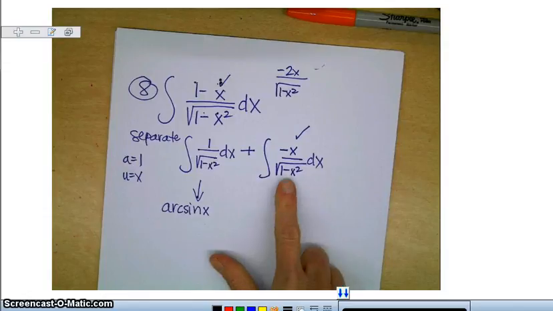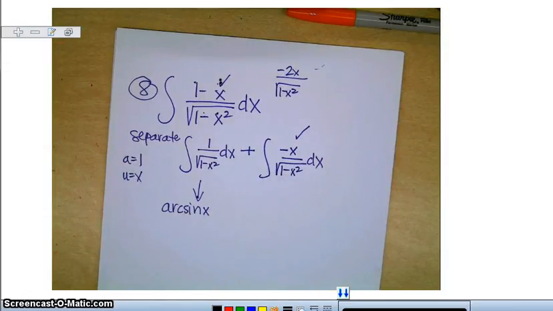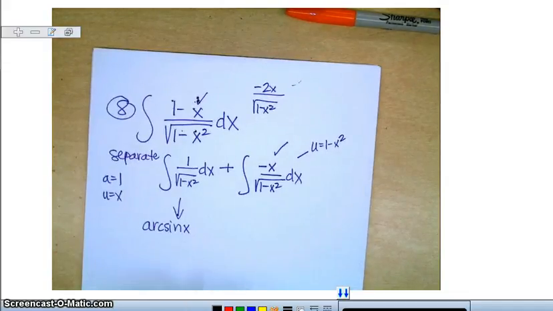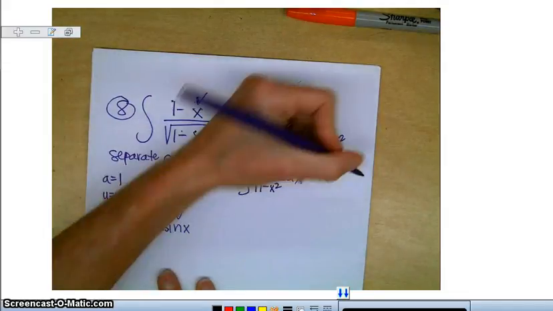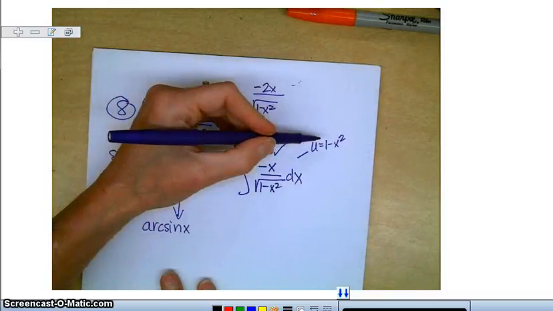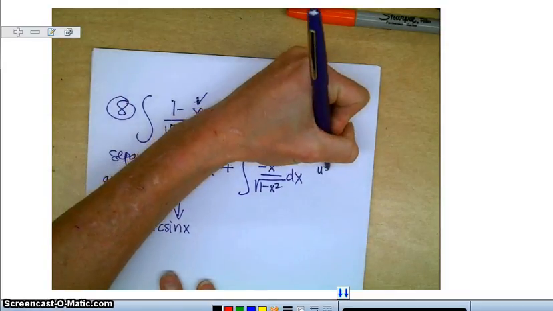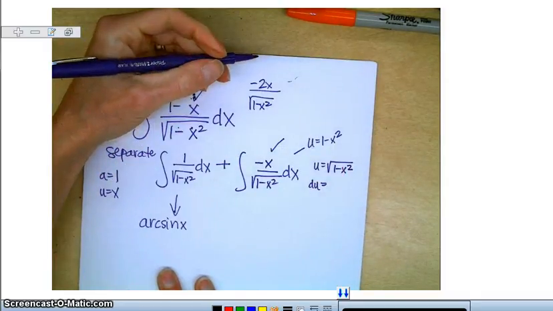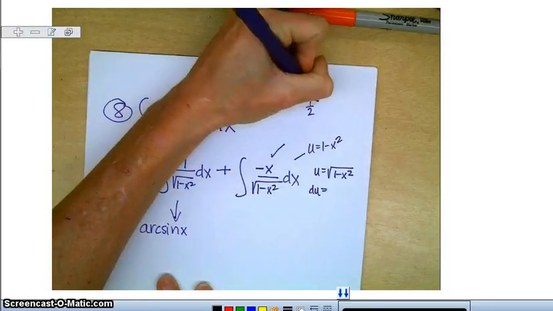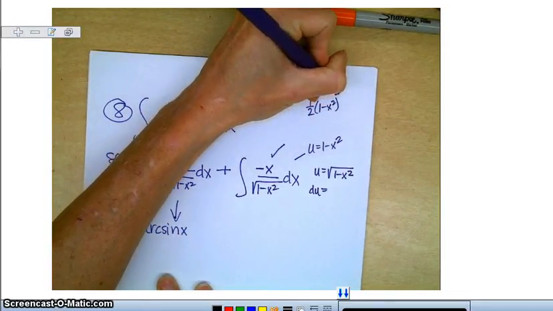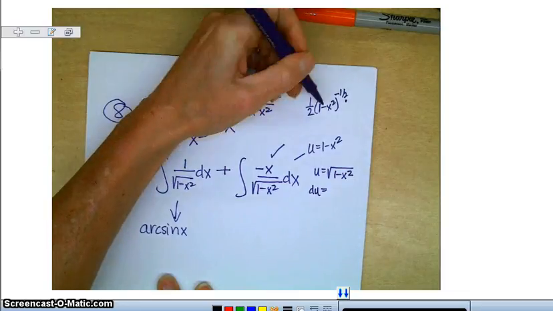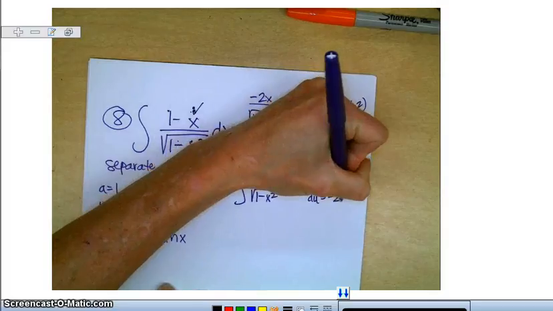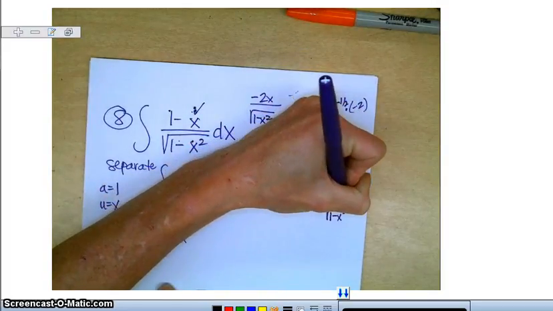All right, and now on this one, here's what you would probably choose to do. You would probably choose to let u equal 1 minus x squared. I'm not going to do that. We're going to see if this works. We might go back to this. We're going to use Pablo's suggestion and let u equal the square root of 1 minus x squared. And then du is 1/2 times 1 minus x squared to the negative 1/2 times the derivative of the inside, negative 2x. So negative 2x over the square root of 1 minus x squared dx.